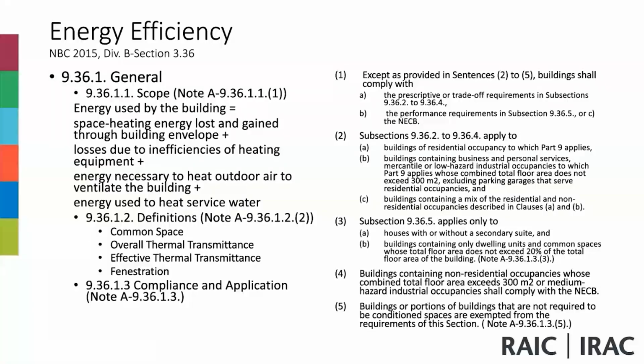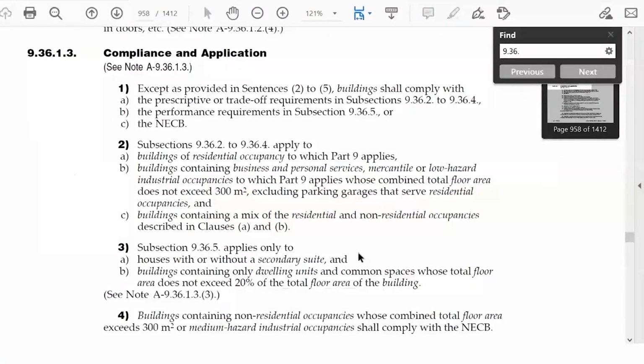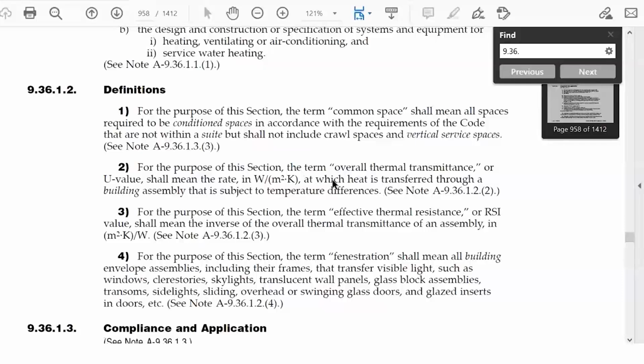General 936.1, I think it's easier to go to the code and read it. Before we do that, let's take a look at definitions. So this is another area of the building code. We've seen it before in terms of definitions. Common space shall mean all spaces required to be conditioned spaces in accordance with the requirements of the code that are not within a suite, but shall not include crawl spaces and vertical service spaces. So common spaces that need to be conditioned, but are not crawl spaces or vertical service spaces and are not located within a suite.